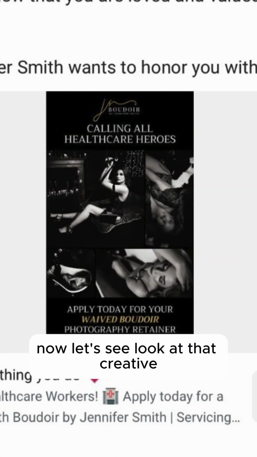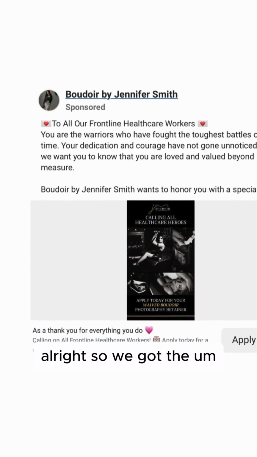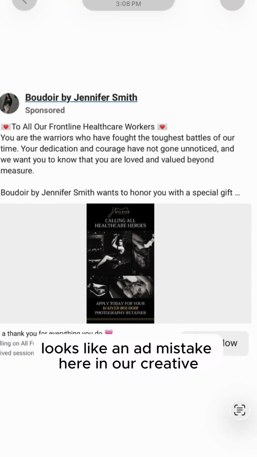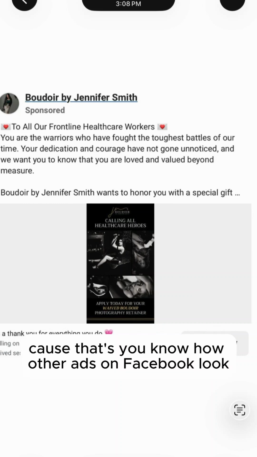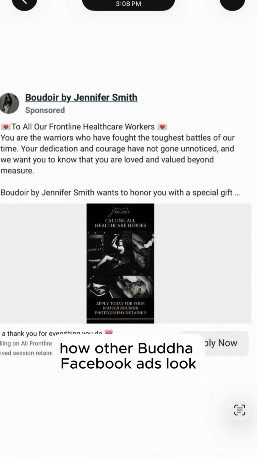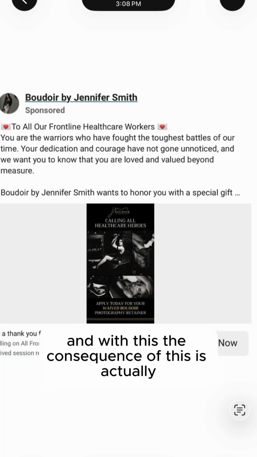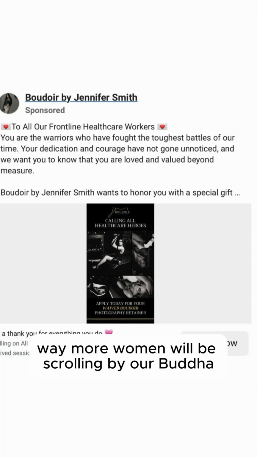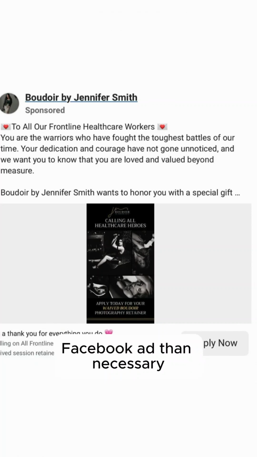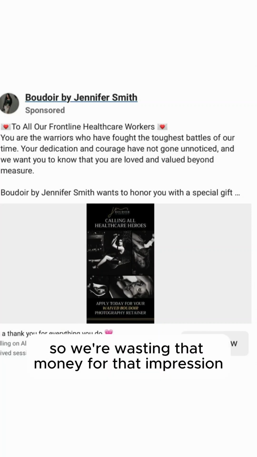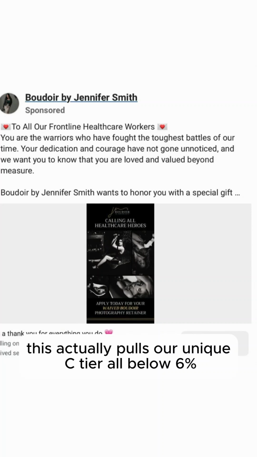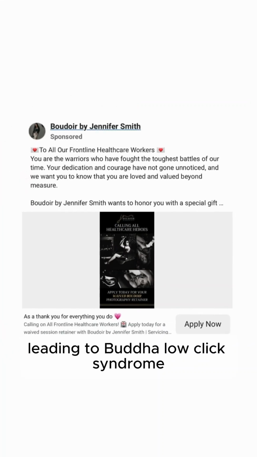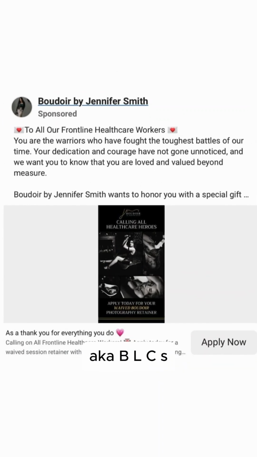Now let's look at that creative. All right, so it looks like an ad mistake here in our creative. The false belief that caused us to make this mistake is we believe our ad should look like an ad because that's how other ads on Facebook look, how other Boudoir Facebook ads look. And the consequence of this is actually way more women will be scrolling by our Boudoir Facebook ad than necessary. So we're wasting that money for that impression, and this actually pulls our unique CTRL below 6%, leading to Boudoir low click syndrome, aka BLCS.